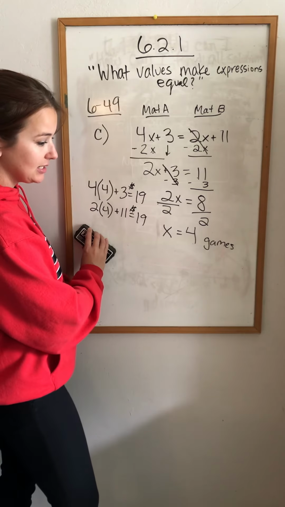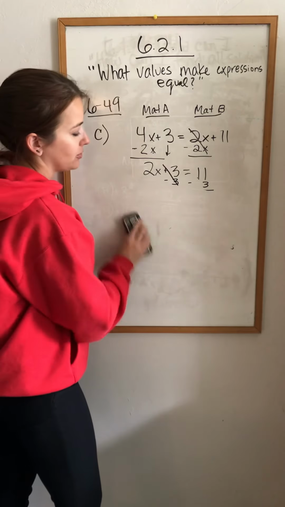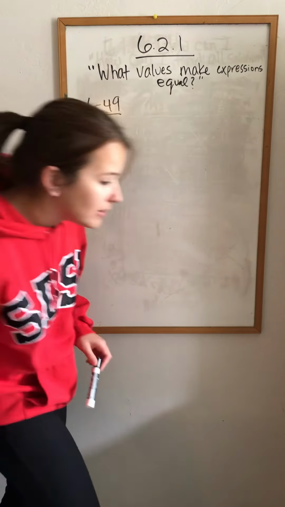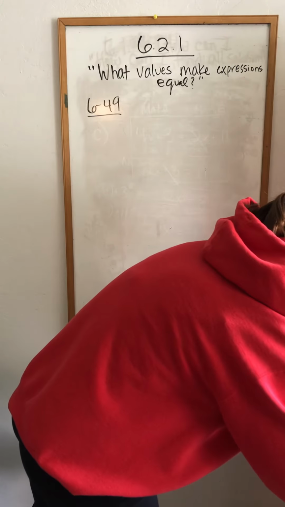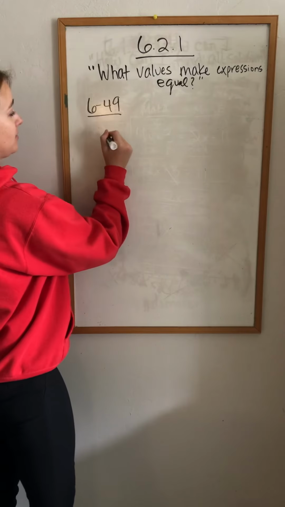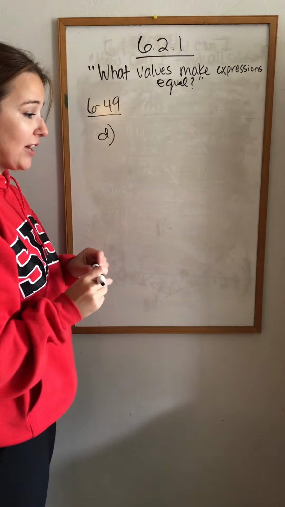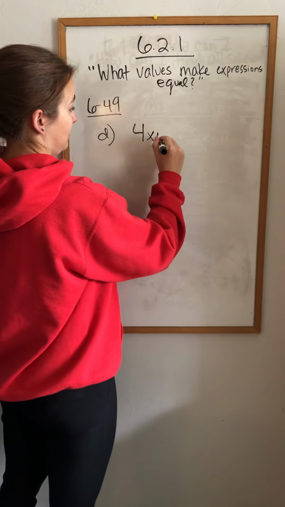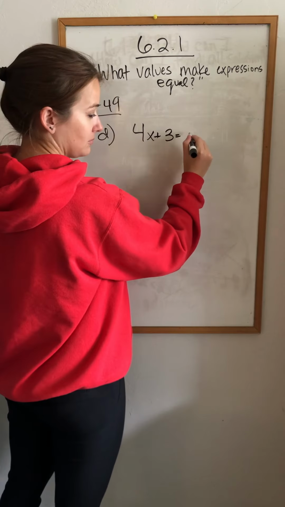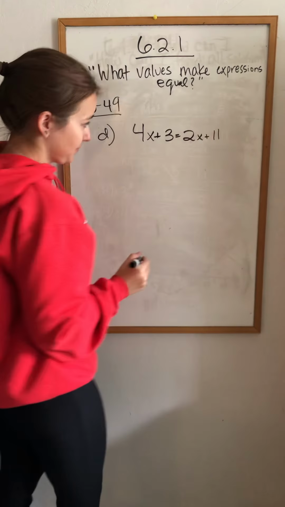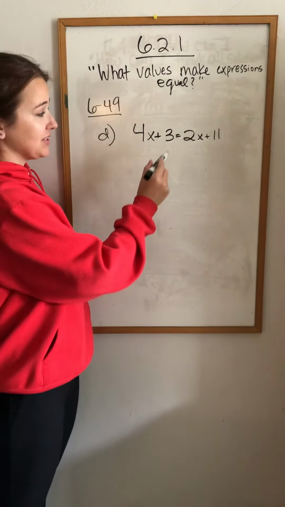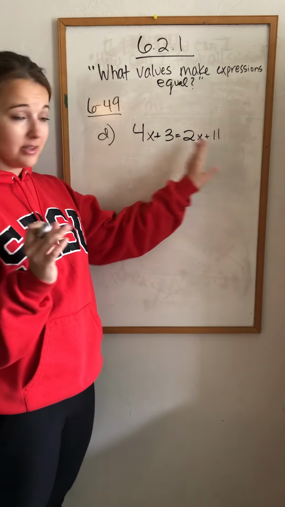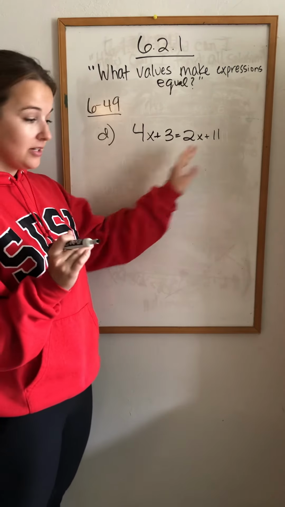Moving on to D, and I'm making sure I don't erase anything important. Okay, so part D is asking, the value of x we found in part C is called a solution to this equation. So that x equals 4 means it was a solution to those equations because it made this side equal to this side.